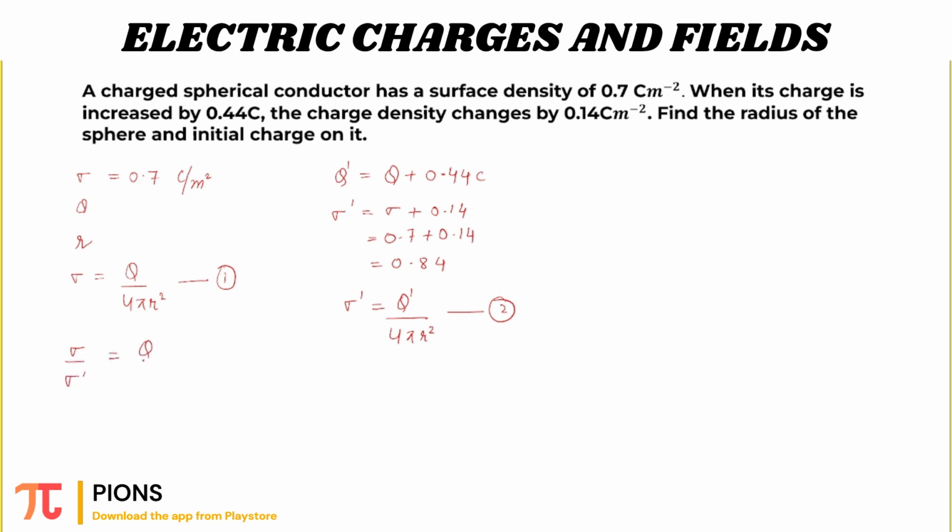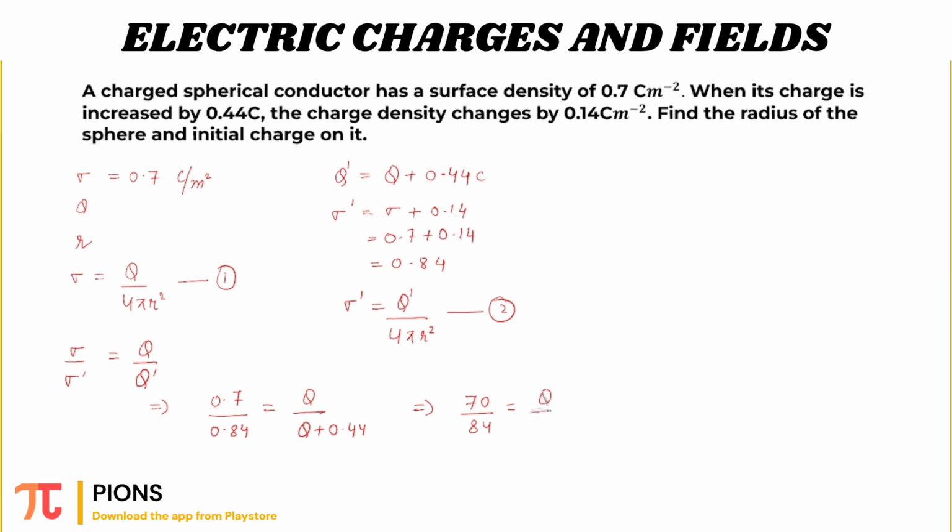Now this implies sigma, that is 0.7, over sigma dash, that is 0.84, equals Q over Q dash, where Q dash is Q plus 0.44. Correct? Now we can cross multiply, and before we do that, let me just simplify here. Let me remove the decimal, and this will give us 70 over 84, that will be equal to Q over Q plus 0.44.